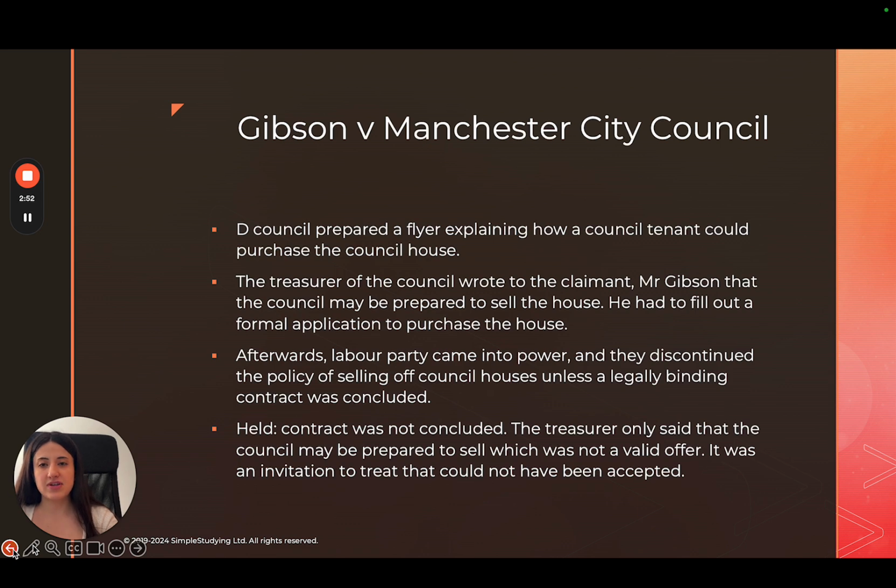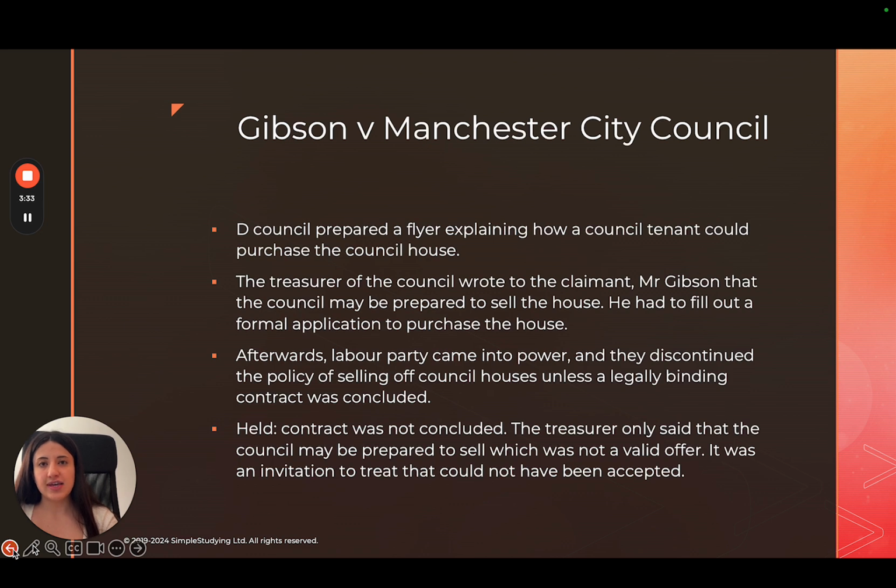See the case of Gibson versus Manchester City Council, also a very important case you should learn. The defendant council prepared a flyer explaining how a council tenant could purchase the council house. The treasurer of the council wrote to the claimant, Mr. Gibson, that the council may be prepared to sell the house. He had to fill out a formal application and purchase the house afterwards if it was approved. Labour Party came into power and they discontinued this policy and no longer allowed the selling of council houses unless a legally binding contract was concluded.